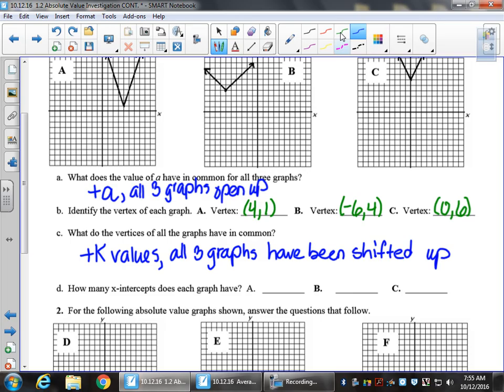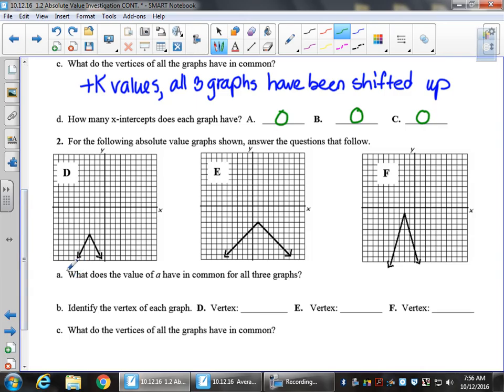How many x-intercepts does each graph have? How many x-intercepts does this one have? 0. How about graph B? 0. Graph C? 0. So let's actually just reason on this. If the graph has been shifted up and it opens up, will you ever have any x-intercepts? No. Let me say that again. If your graph has been shifted up and it opens up, will there ever be an x-intercept? No. Very good.